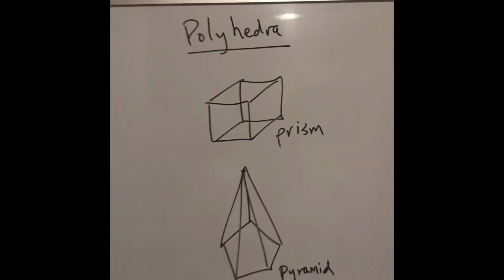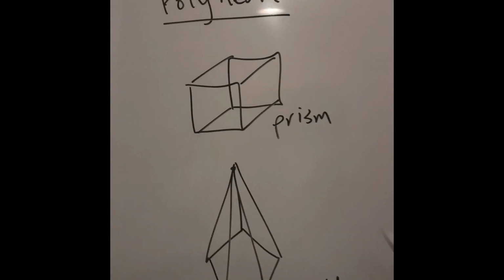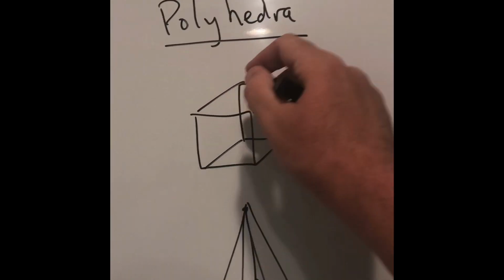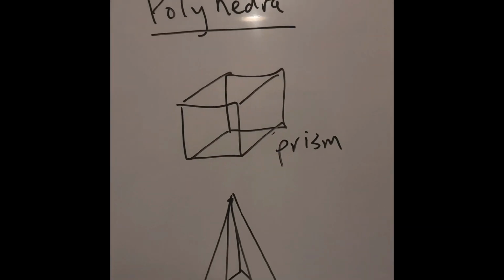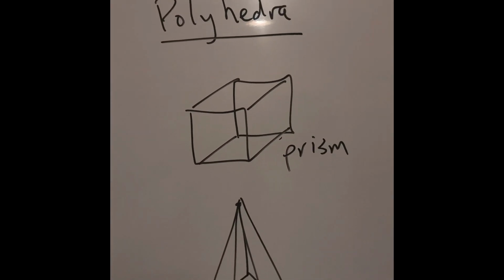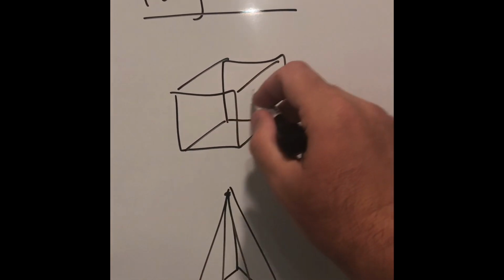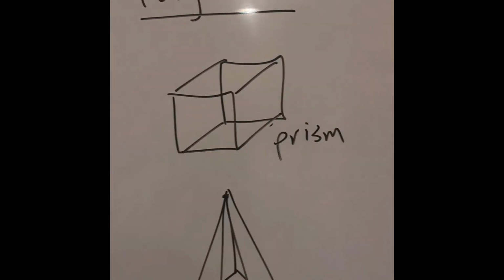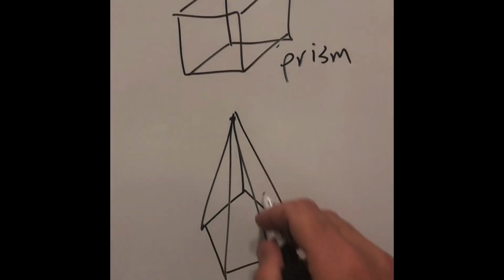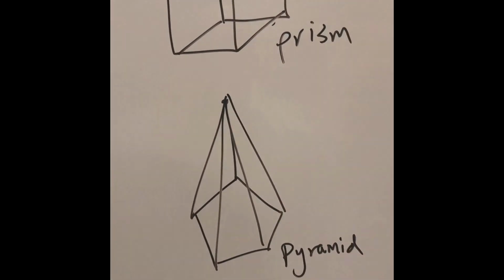The first kind are ones that are made up entirely of straight lines, okay? They're called edges on these. These are called polyhedra or polyhedron. If there are two bases that are exactly the same, that's going to be called a prism. If there's one base, that's going to be a pyramid.